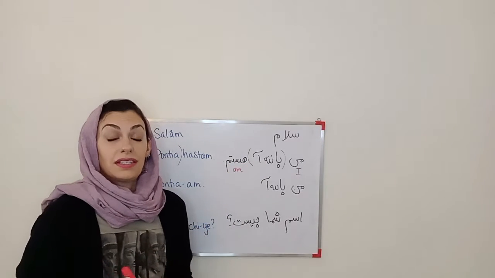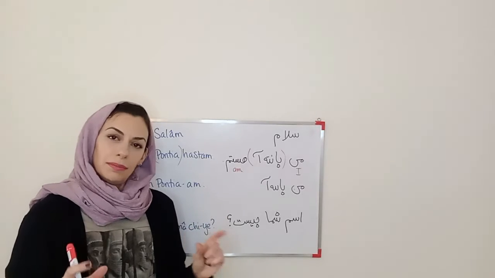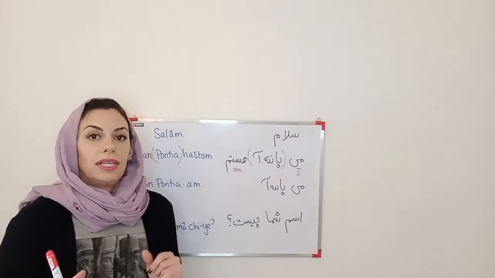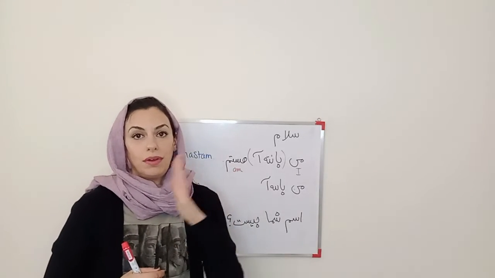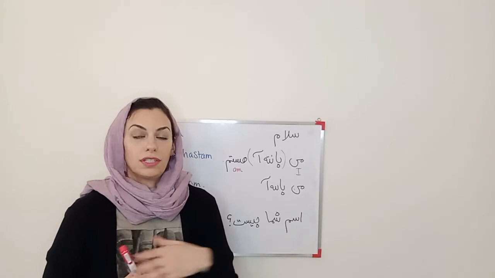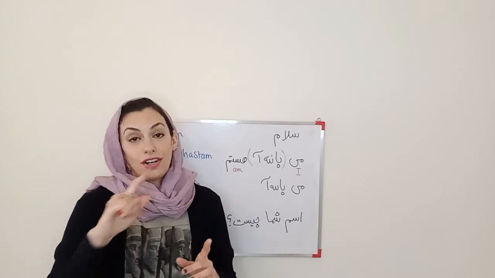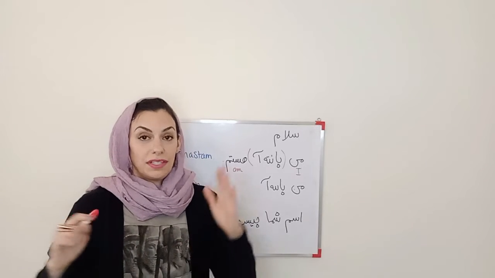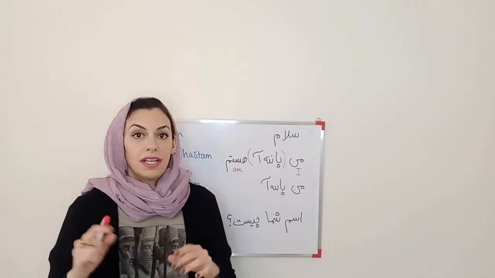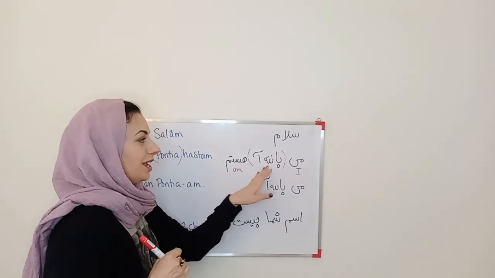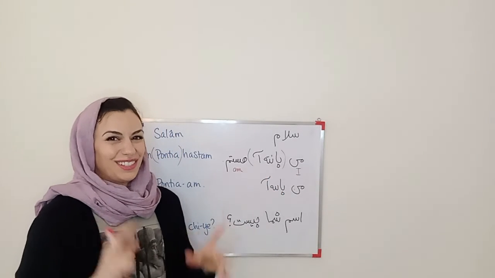You'll notice that the sentence structure looks a little bit different than in English, because in English we have a subject, verb, object sentence order. So we say I am Panta, but in Persian our verb comes at the end. So it's a subject, object, verb structure. So we say I Panta am. It's a little bit different.